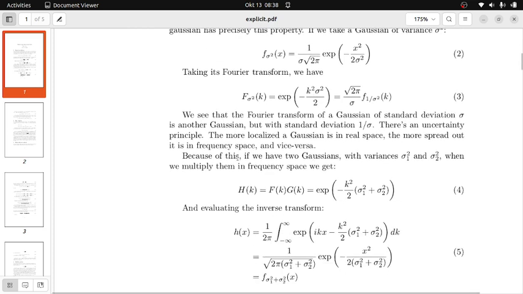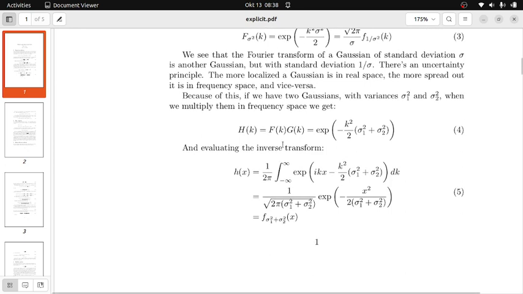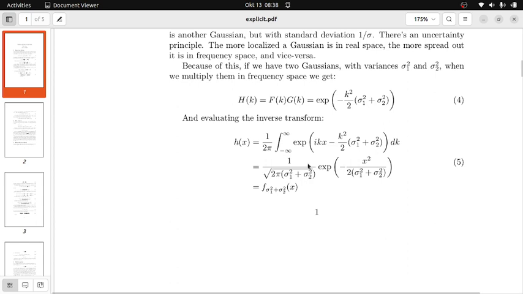Okay, and so if we want to calculate the convolution of two Gaussians, the first Gaussian has the variance sigma 1 squared, and the second has sigma 2 squared. If we want to calculate the convolution, we simply multiply them in frequency space, then we're going to have this. And when we evaluate the inverse transform, we find something very interesting: it's still a Gaussian, and the variance is now the sum of the variances of the previous ones.